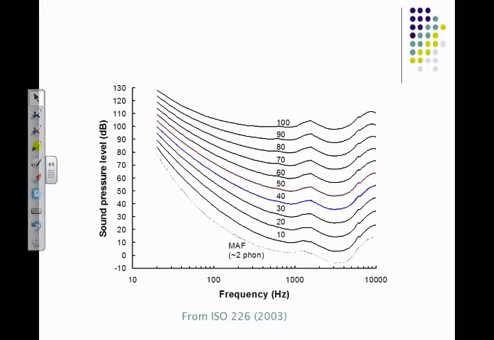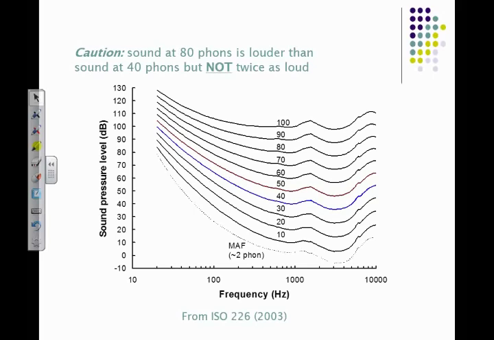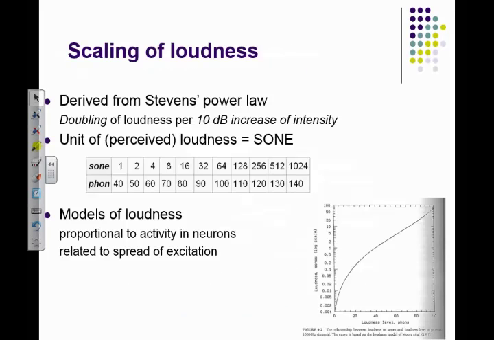But this is still not trivial. There's another measure that is equally often used, which relates to the actual perception of loudness. Be careful: 80 phones is not twice as loud as 40 phones. So what is twice as loud? This is where the sone comes in, derived from Stevens' power law, namely that if you double the loudness, you get a 10 dB increase of intensity perceptually.